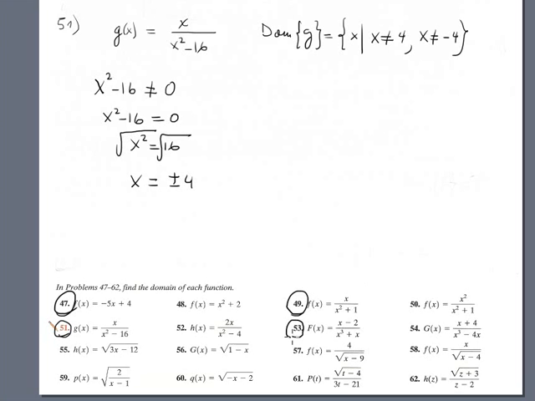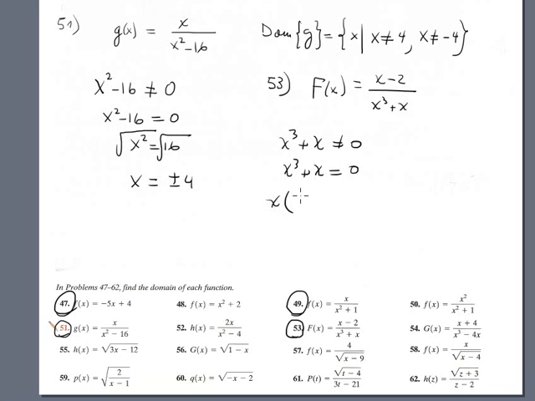53. 53 is similar. Okay, let's do 53 here. It's easy. 53 is capital F of x is equal to x minus 2 over x cubed plus x. Again, we have a fraction. You take the expression in the denominator, it must be different from 0. You convert it to an equation and solve this equation. This is a factorable equation. The greatest common factor is x. We have x times x squared plus 1 equal to 0. Now each factor is equal to 0.